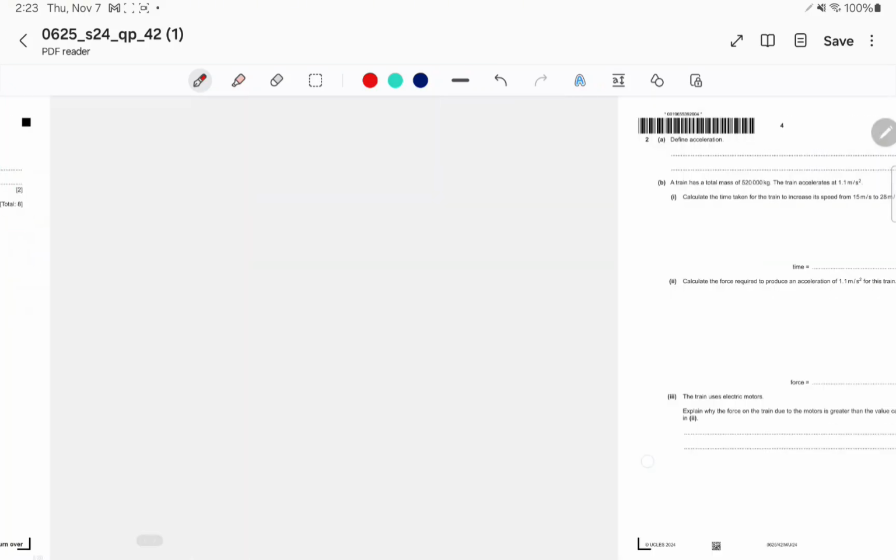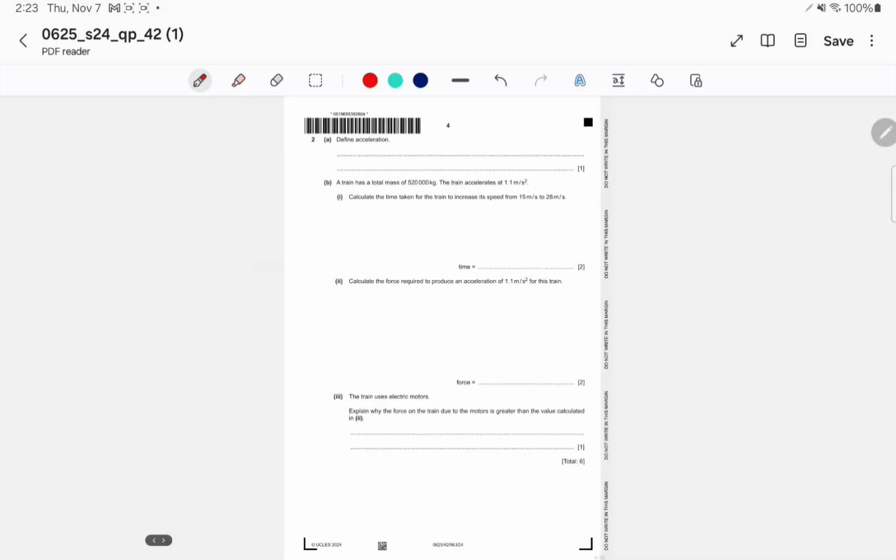Next question: define acceleration. It's a 1 mark question, so you can directly use the formula. Our known formula for acceleration is dv by dt, which is change in velocity divided by change in time. Remember the formula so that it is easy to write in words. For 1 mark, simply write: change in velocity per unit time.